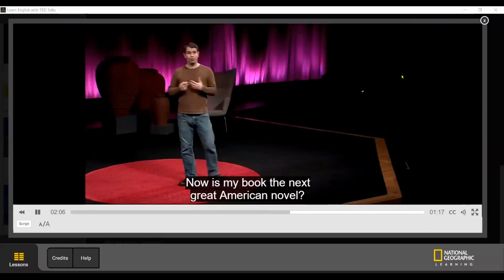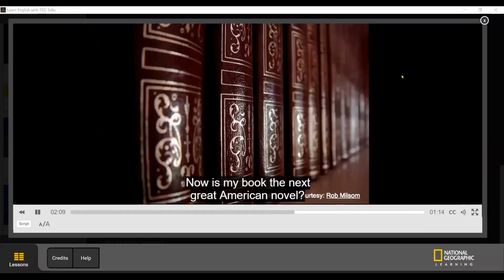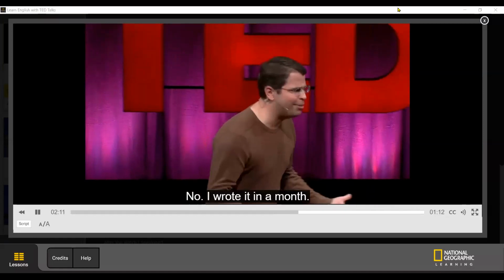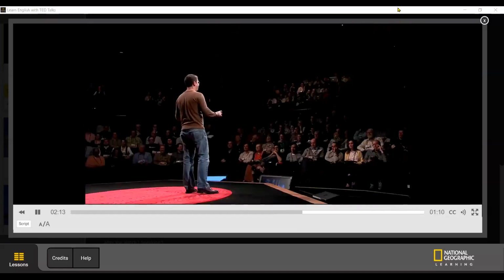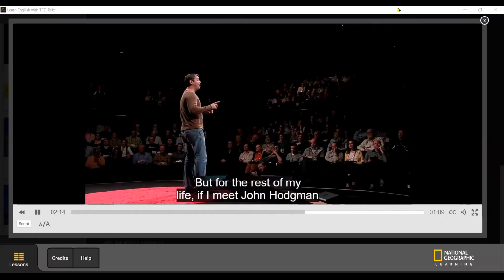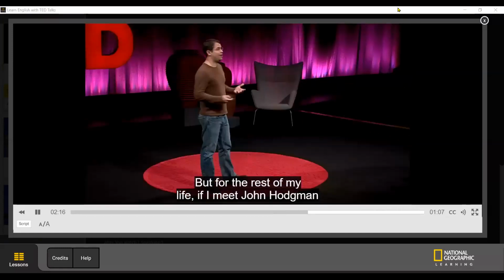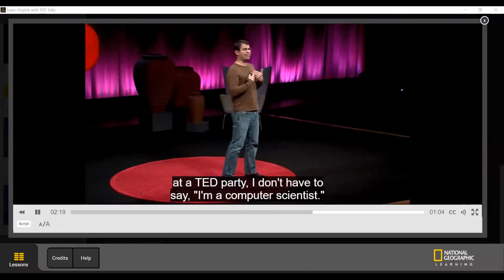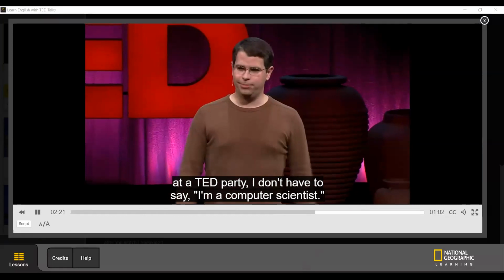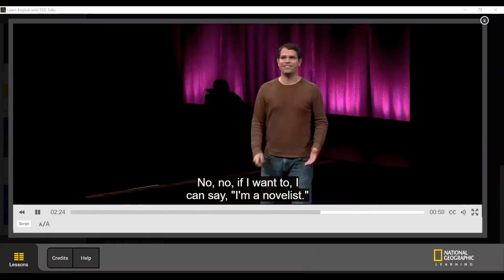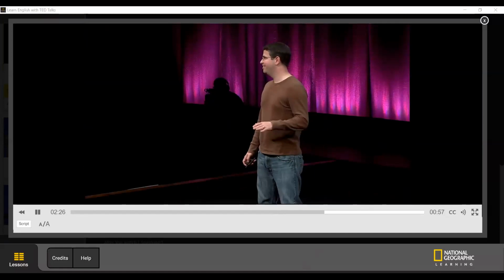now, is my book the next great American novel? No, I wrote it in a month. It's awful. But for the rest of my life, if I meet John Hodgman at a TED party, I don't have to say, I'm a computer scientist. No, if I want to, I can say, I'm a novelist.